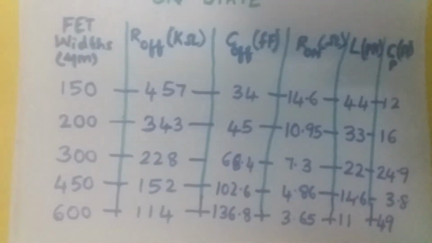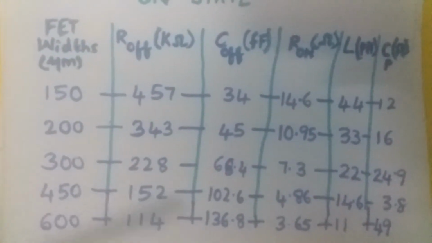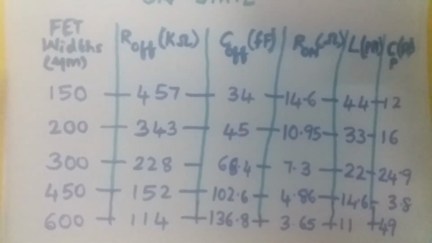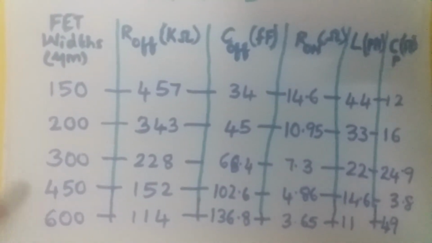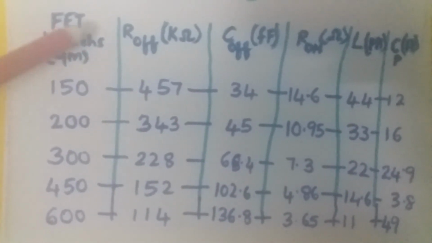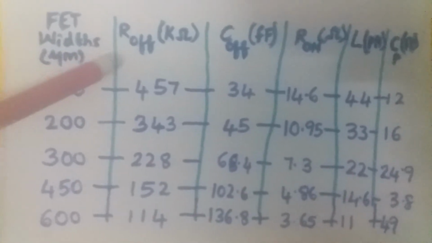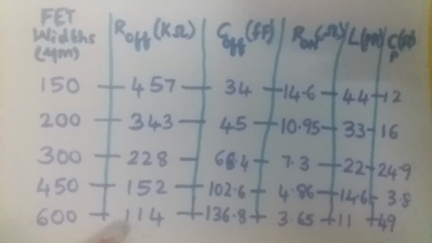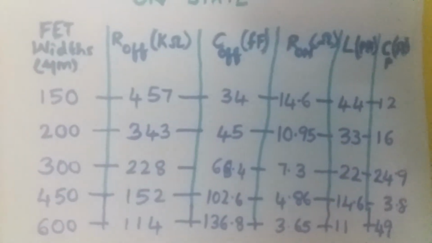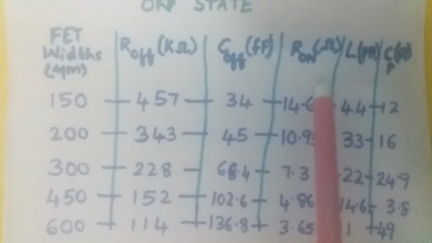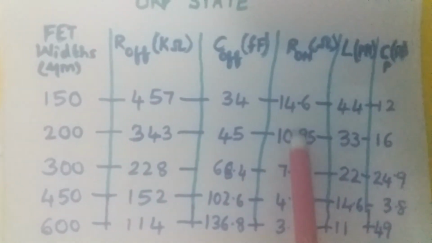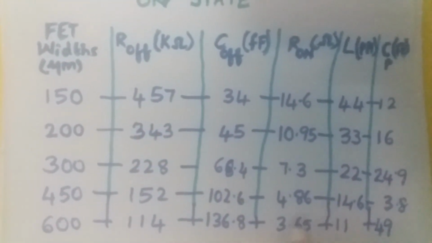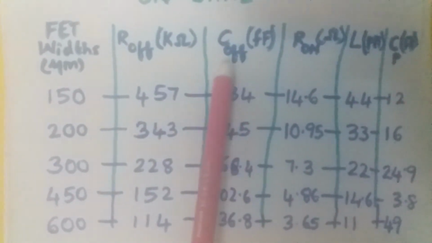Now let's have a look at the FET widths and how the values change with the increase in FET widths. So as FET width increases, we see that the amount of current that flows in the FET is more, hence the resistive effect decreases. So you see for a 600 micron FET, the resistance is less. Similarly, even in the on state, we see that as the FET width increases, the resistivity reduces.